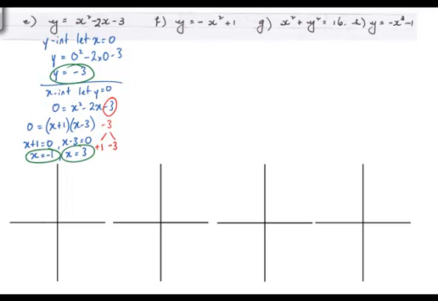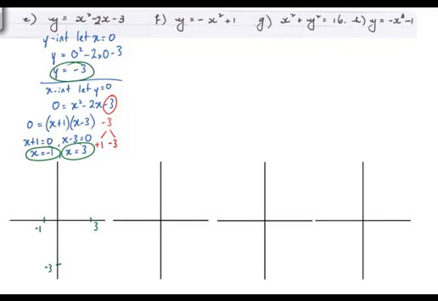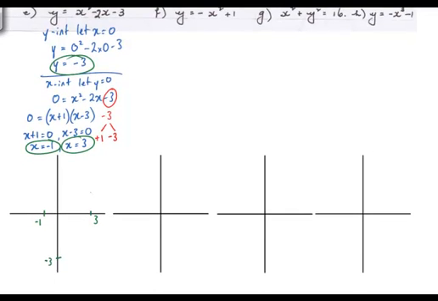So negative 1, let's just say that's about here. 3 might be about here. And negative 3 on the y-axis might be about here. So they're the 3 points that my parabola has to go through. Alright, the question may ask you to find the vertex as well, but I'm not going to do that right now. So my parabola must look something like this, turning around and going back up.